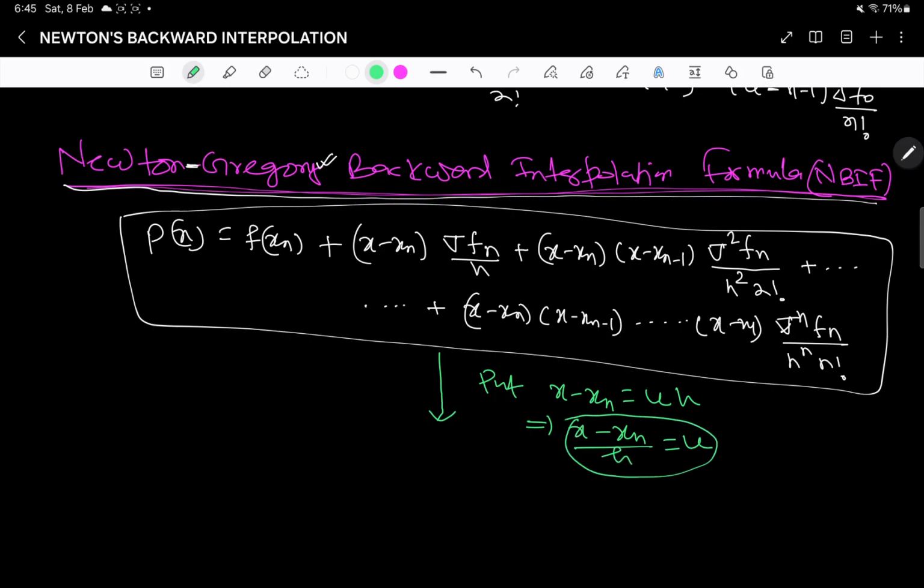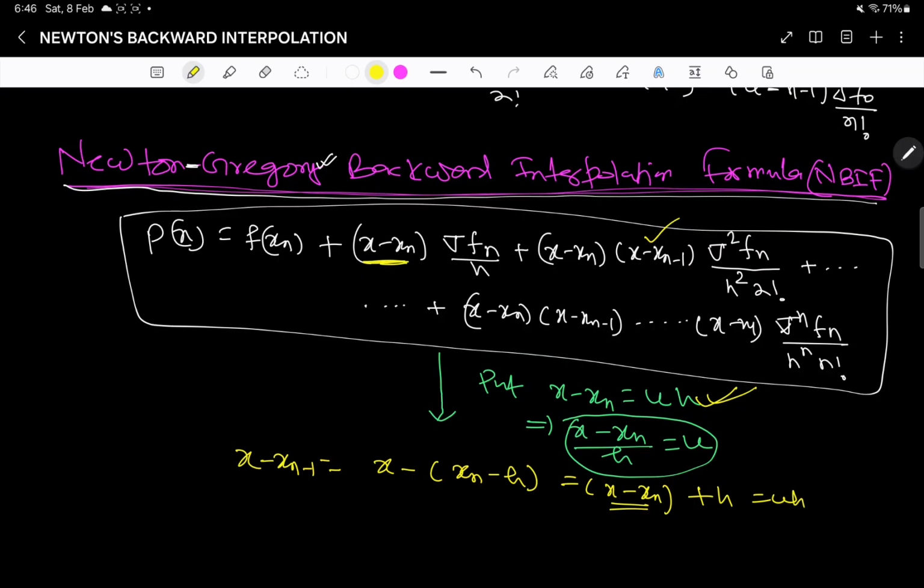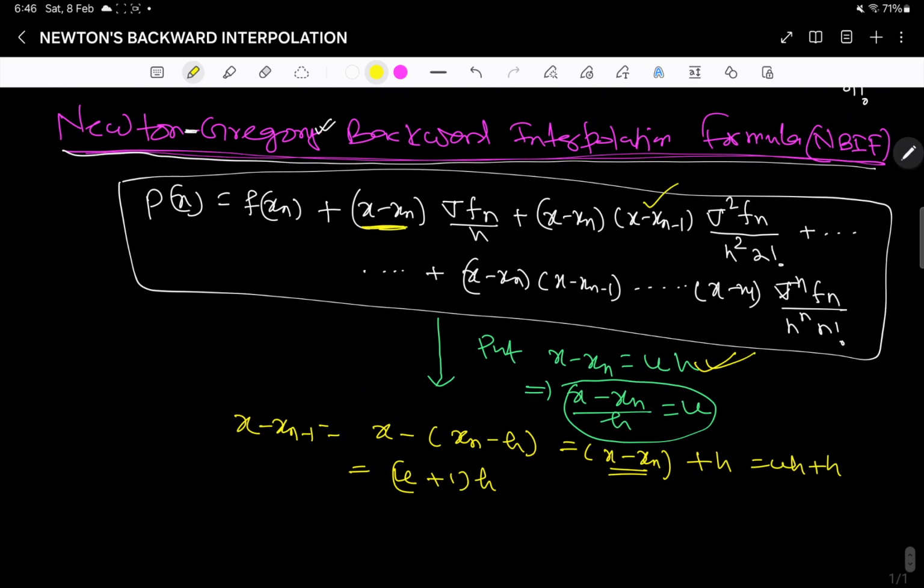Accordingly we will compute the other points. So accordingly this is x minus xn, then I need x minus xn minus 1. So what is x minus xn minus 1? It is x minus just 1 less, h less, to xn. So this is x minus xn plus h. So this is equal to u plus 1 into h. Okay, then accordingly you continue.